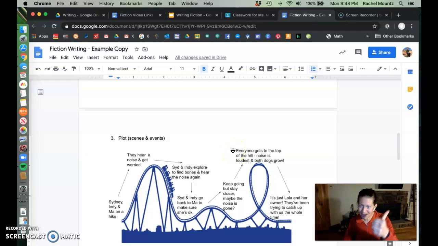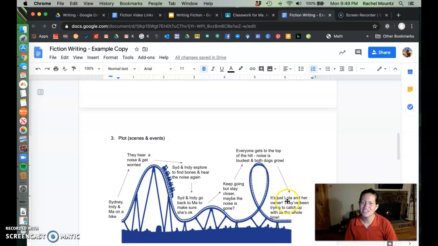Everyone, that's me and Sydney and Indy, we all get to the top of the hill. And then the noise comes again. It's the loudest we've heard it. There's like cracking and crunching and some sort of animal noise, but we can't really tell what it is. And both dogs start to growl at it. And Sydney's all worried and Indy's worried. And I'm thinking, oh my gosh, are we going to get eaten? What's going to happen? And then logically, we resolve the problem.